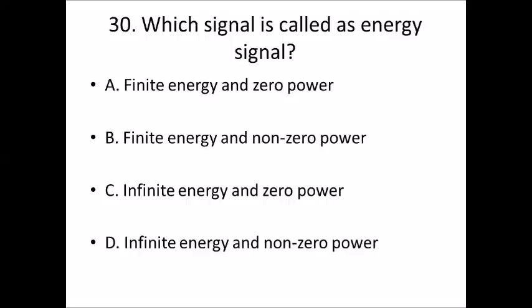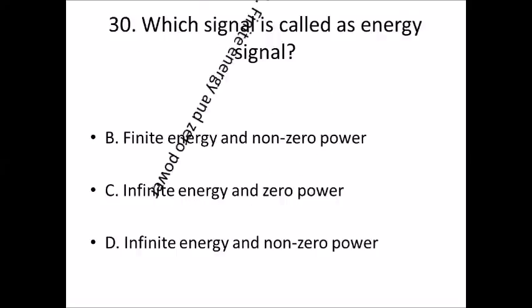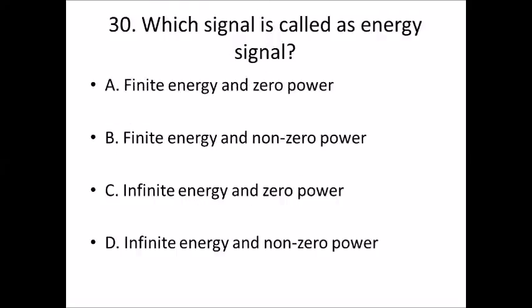30th bit. Which signal is called as energy signal? Option A, finite energy and zero power. Option B, finite energy and non-zero power. Option C, infinite energy and zero power. Option D, infinite energy and non-zero power. Answer guess cheyandi. Answer option A, finite energy and zero power.